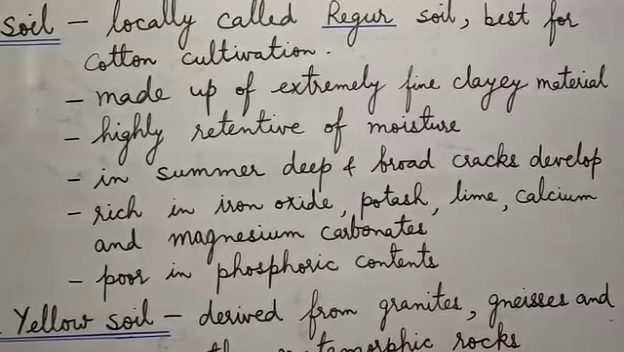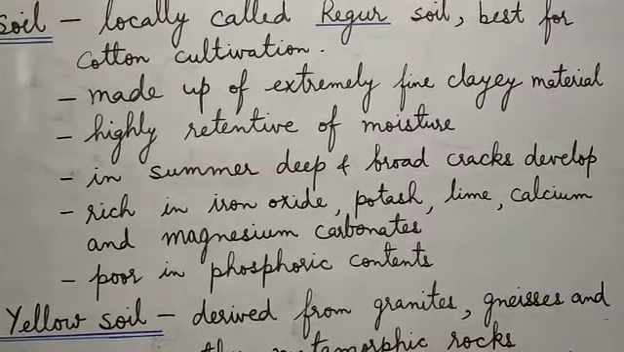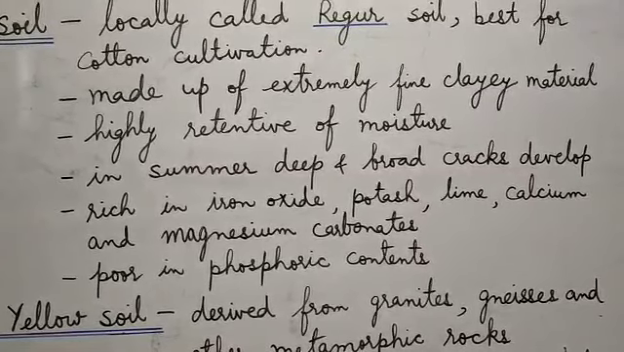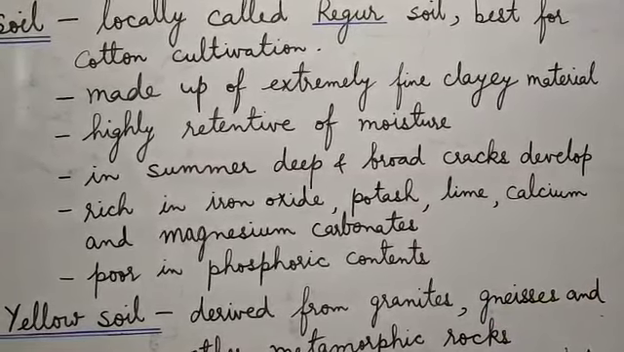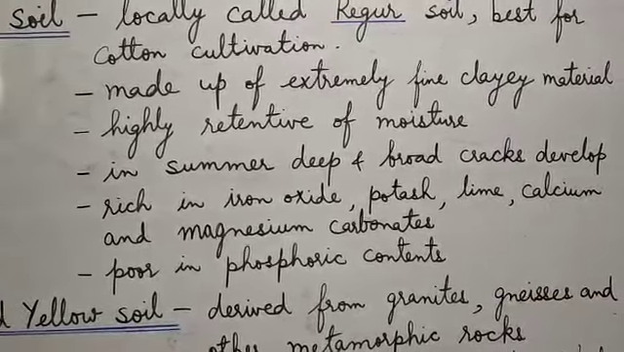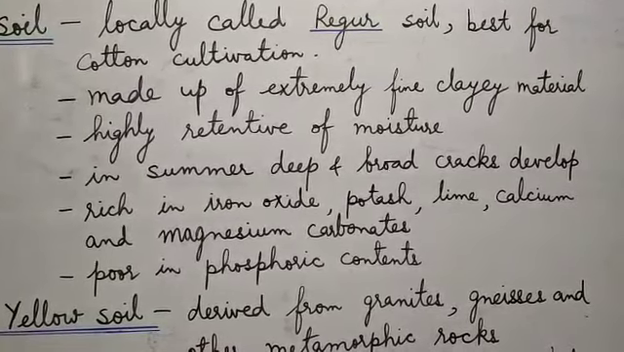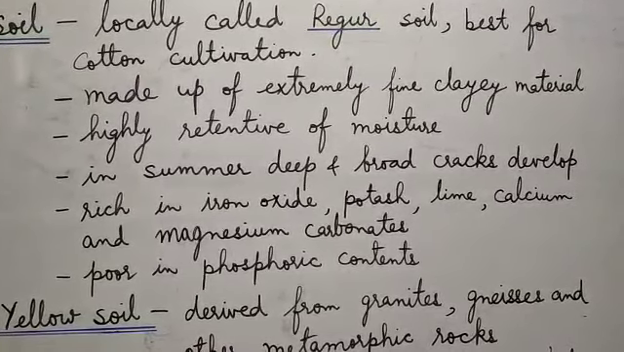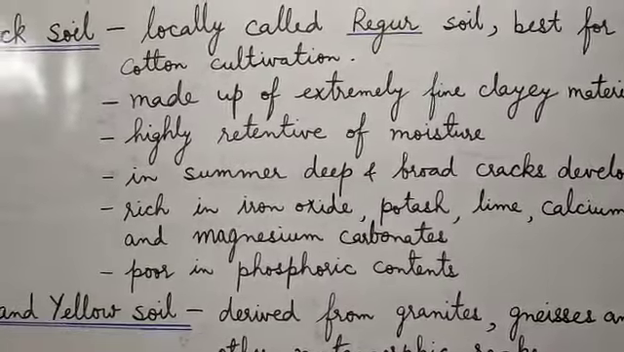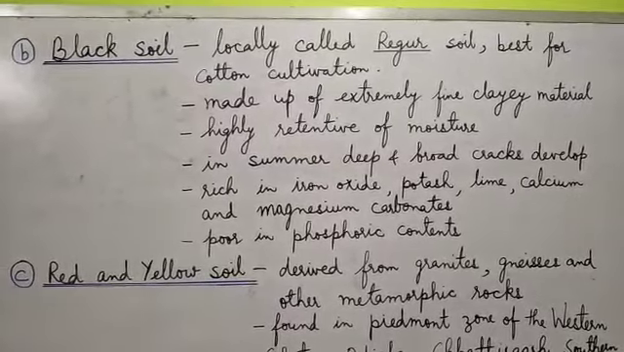Now these soils are rich in iron oxide, potash, lime, calcium and magnesium carbonates, but it is poor in phosphoric contents. Now it is found or spread across Maharashtra, Madhya Pradesh, parts of Karnataka, Telangana, Andhra Pradesh, Gujarat and Tamil Nadu, and Chhattisgarh too. As I told you, this is best soil for the cotton crop, hence are called regur or black cotton soil.